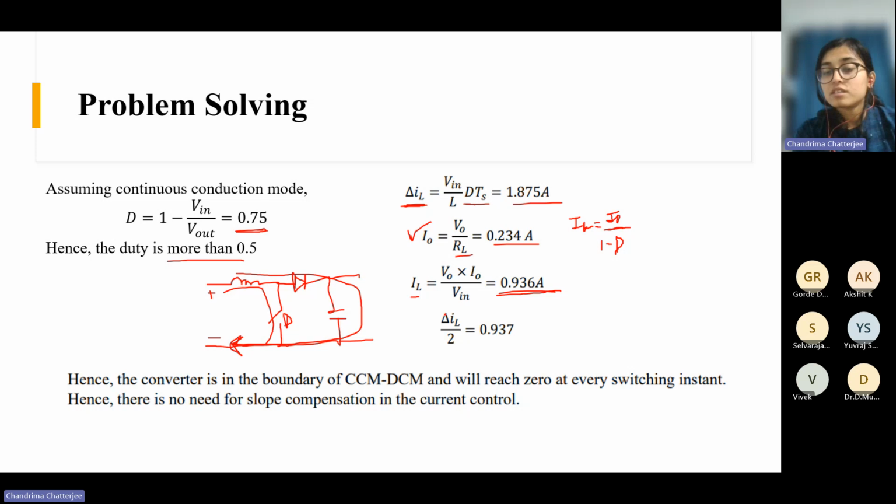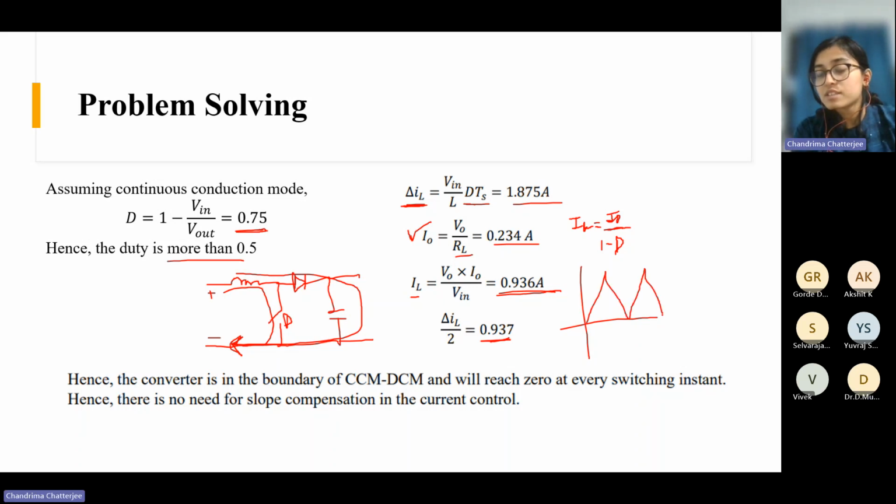What is the ripple? Delta IL by 2, that is 0.937. Okay, if you do delta IL by 2, that is 0.937. Earlier I told you there is a mode called critical conduction mode. What is the critical conduction mode? When inductor current is like this.